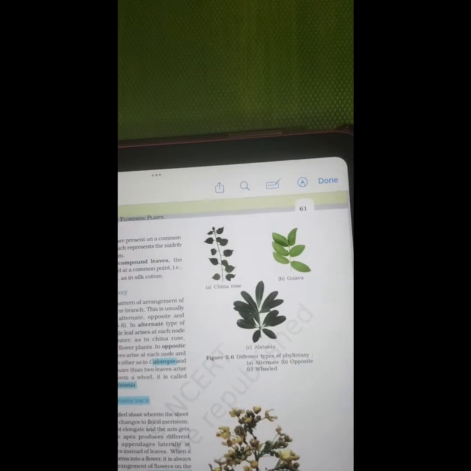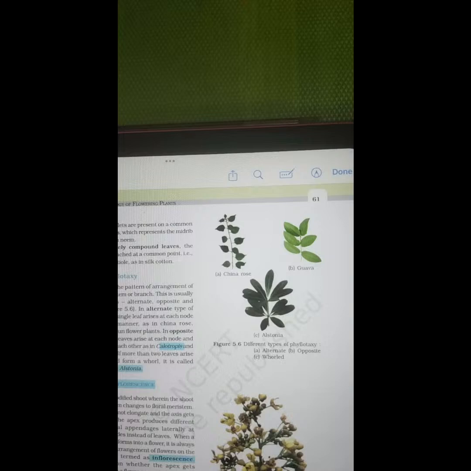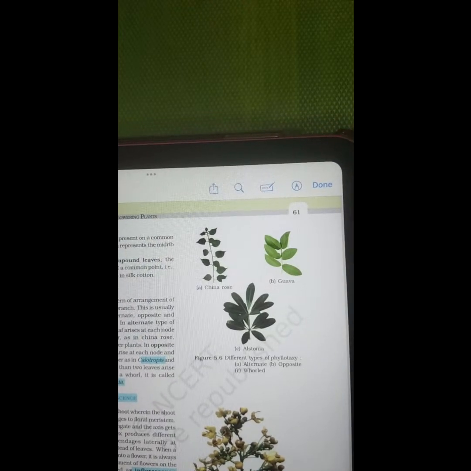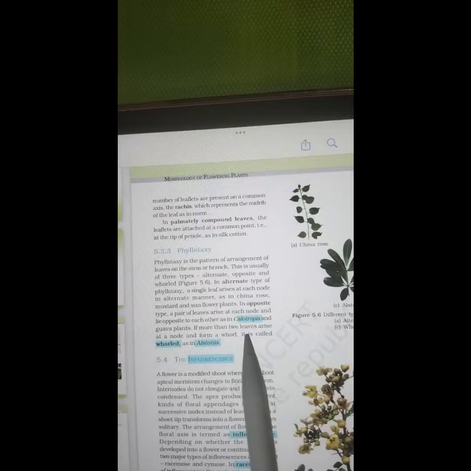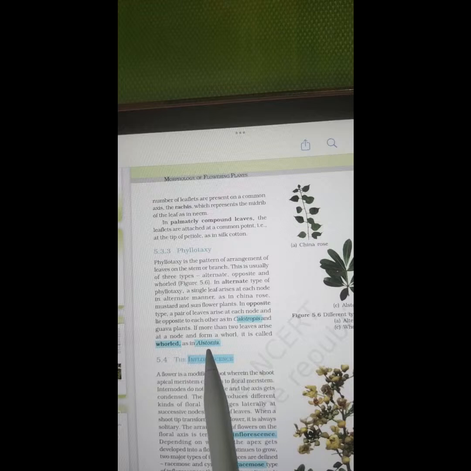Otherwise, shortly I will be uploading a video in which I will show you the pictures of all such types of phyllotaxy. So how many types of phyllotaxy are we done with? Alternate, opposite, and whorled. Alternate means one leaf at one node. Opposite means two leaves at one node. And the third one was whorled, in which multiple leaves were found at one node. So the examples that are given in the book should be pronounced as Calotropis. Alstonia, I have already told you, with the whorled phyllotaxy.